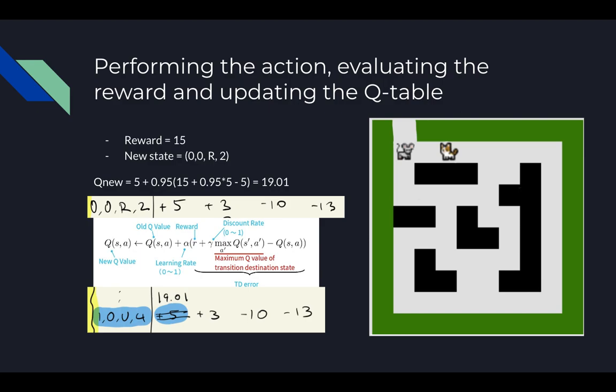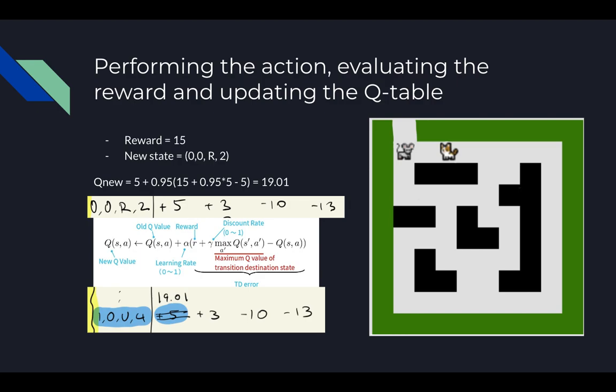After moving up, the environment will respond. In this case, the cat is the environment and it responds by moving left. The new state the mouse is in will therefore be row 0, column 0. The cat is coming from the right and it is a distance of 2 away. The given reward in this scenario is 15, since the mouse is closer to the exit than the cat is.